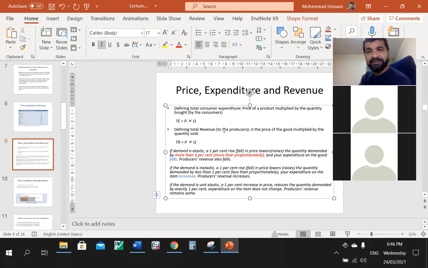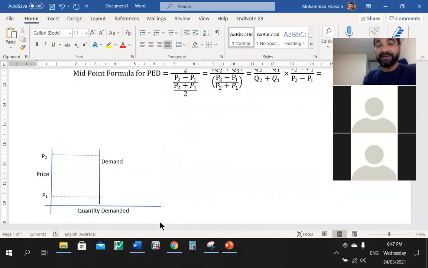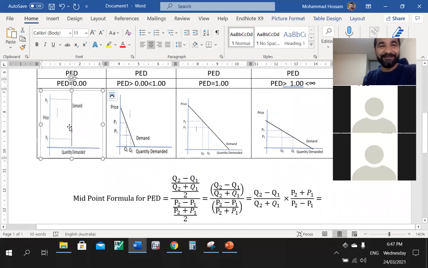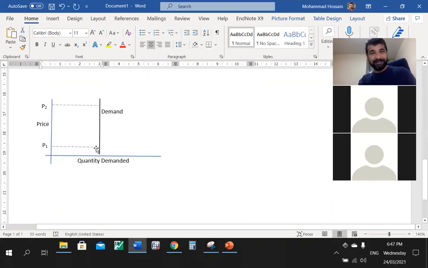Now, total revenue to the producers is the price of the goods multiplied by the quantity sold. Total revenue is price times quantity. Now the question is this: if the price increases, the revenue will increase, right? But at the same time, quantity doesn't stay the same, quantity goes down. So what do we do then? The rule is this: if the quantity does not change, then you can increase the price and your revenue will increase. So it is this situation, right? I'll copy this one and work on it now.